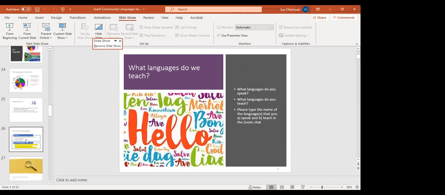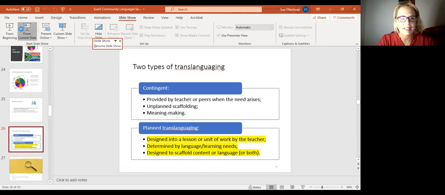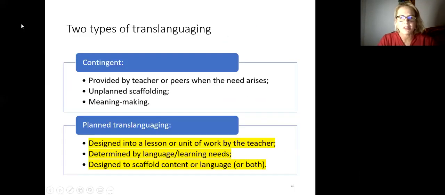Okay, where were we? All right, so can everybody see my screen that talks about 2 types of translanguaging? Yes. Okay, great, thanks. So we're talking about 2 different ways of mixing languages. The one is what we call contingent, which just means often when I talk about translanguaging, people say, oh, well, I do this in the class all the time. I allow my students to mix their languages. And that is a type of translanguaging.